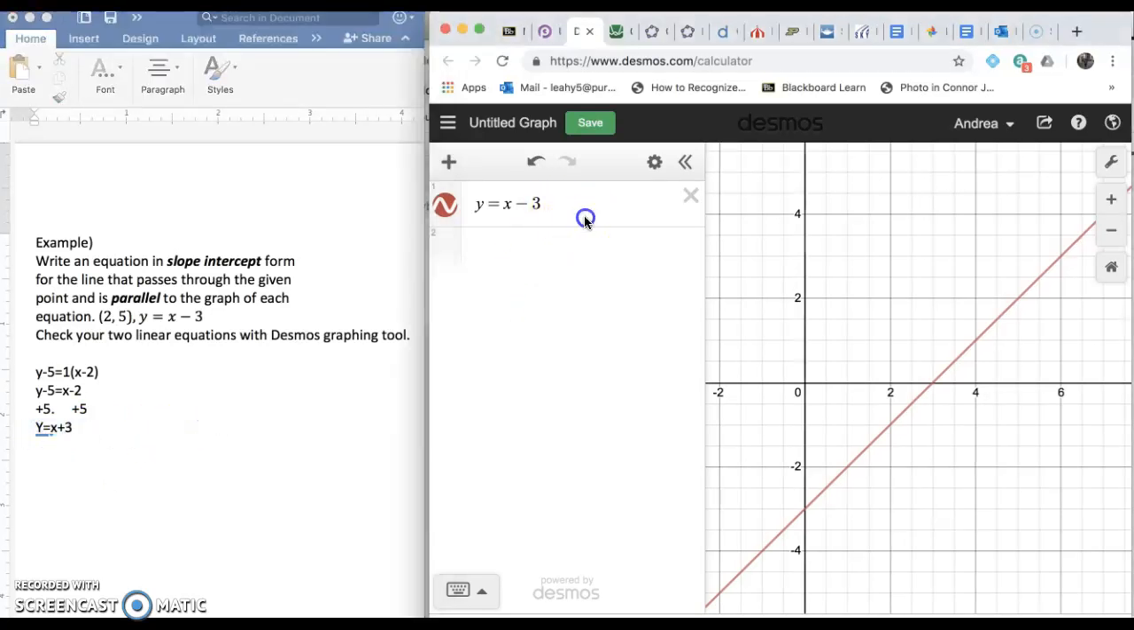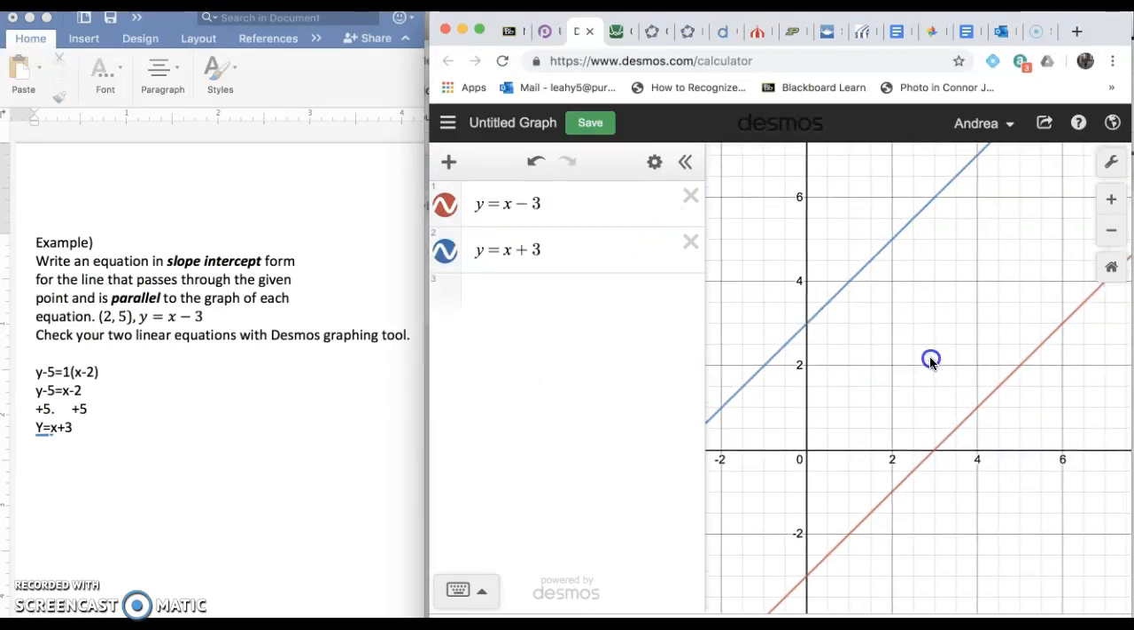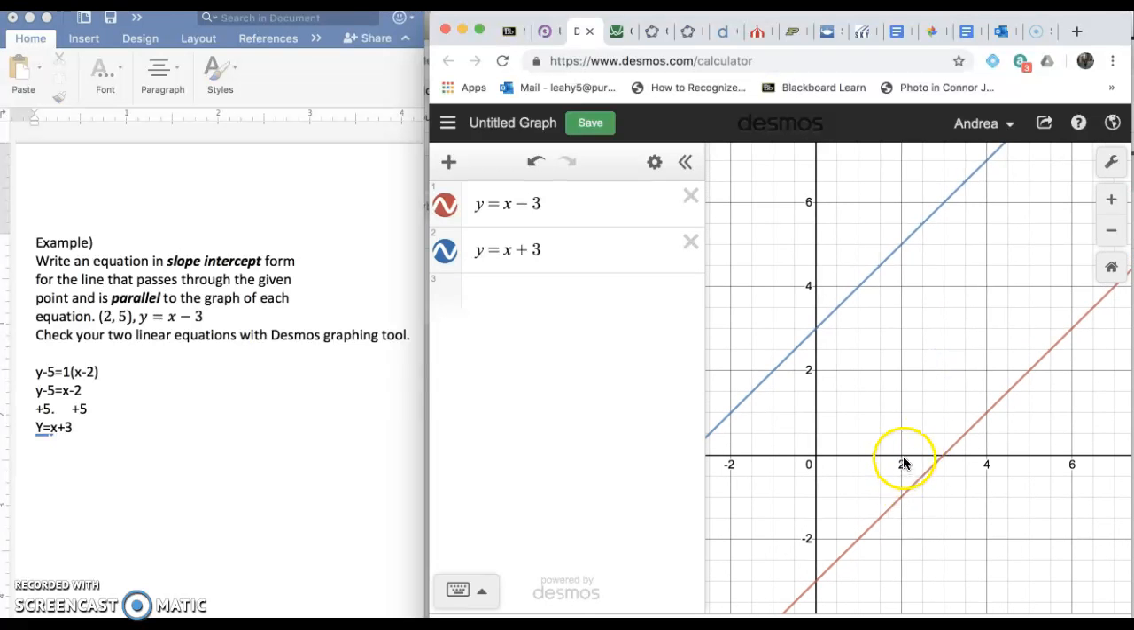So this is the new equation that they will then graph. So they will add, we can just press enter, y equals x plus 3, and they'll see that the lines are parallel, and then they can verify that it goes through (2, 5) by putting their point over (2, 5), and then that point will show up there.